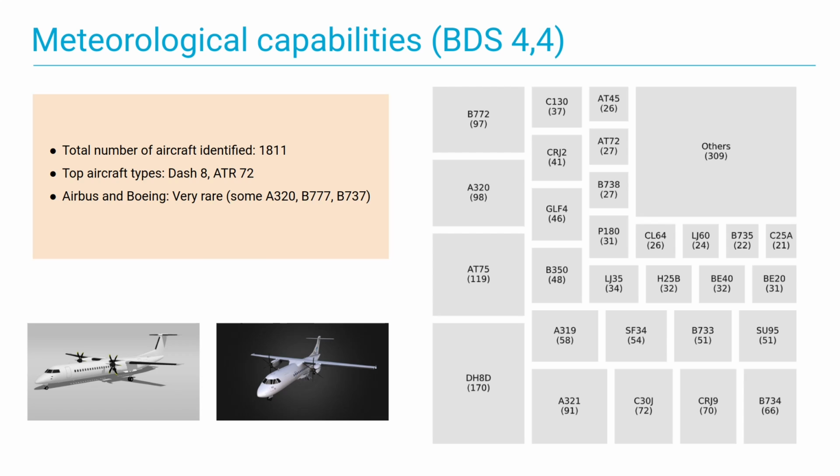The top aircraft types are Dash 8 and ATR 72. And for Airbus and Boeing aircraft, only in very rare cases these capabilities are supported. So we are a little bit skeptical about the presence of Airbus and Boeing aircraft here. More data need to be analyzed to see if this is due to misclassified GICB messages.